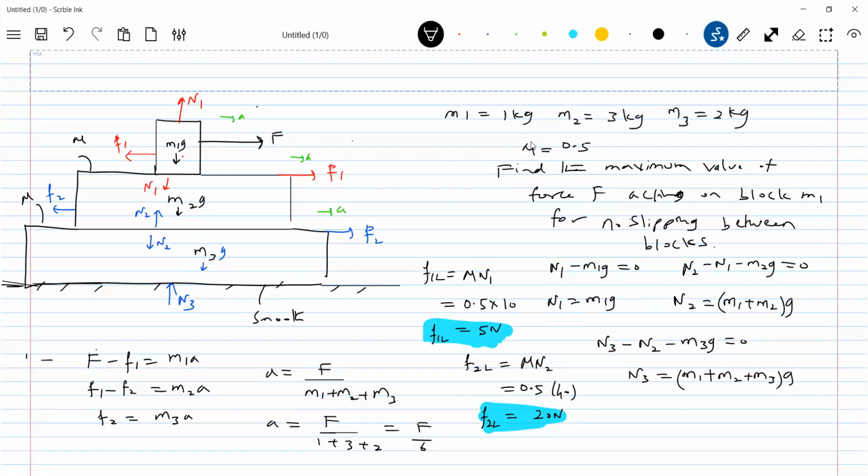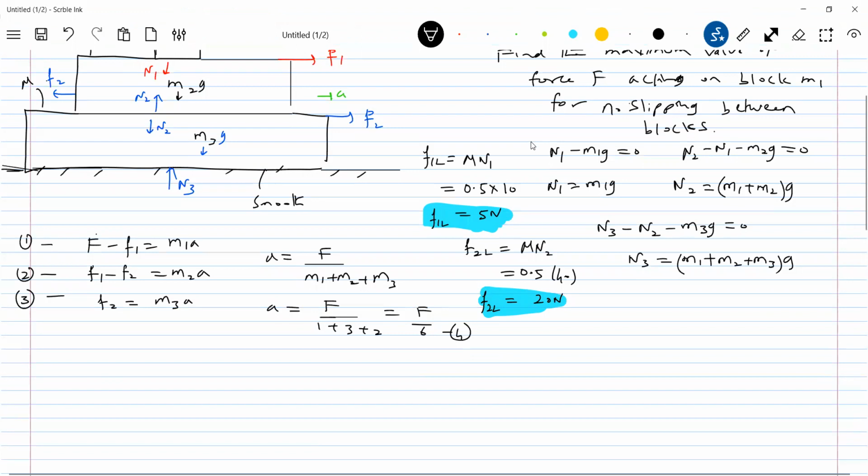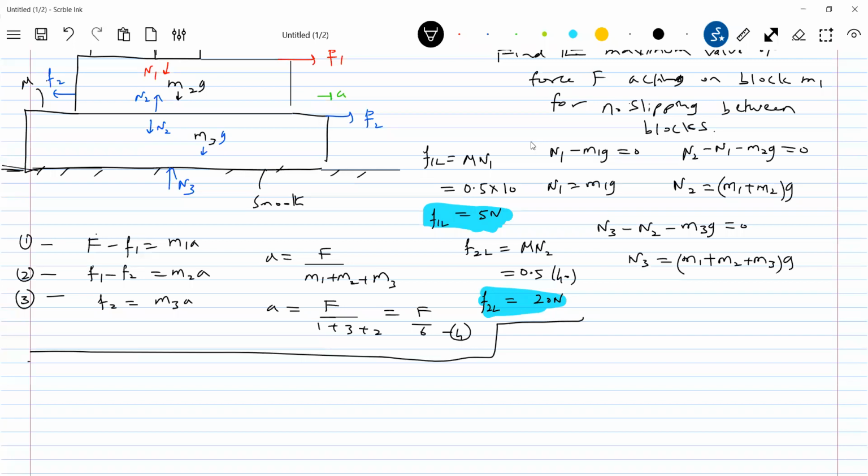Next, I will straight away substitute. These are equation 1, equation 2, equation 3. What I got, this is equation 4. I'll substitute equation 4 in 1. The initial background, this much I think everyone can manage. Here is where you have to analyze the problem. So I'll substitute the value of equation 4 in 1.